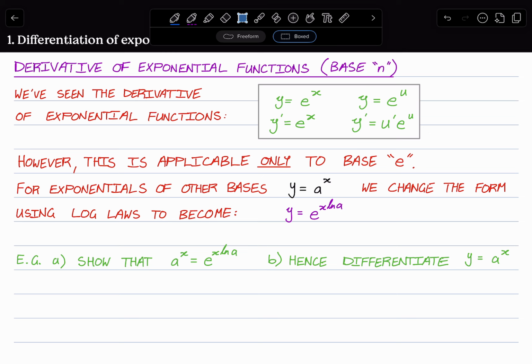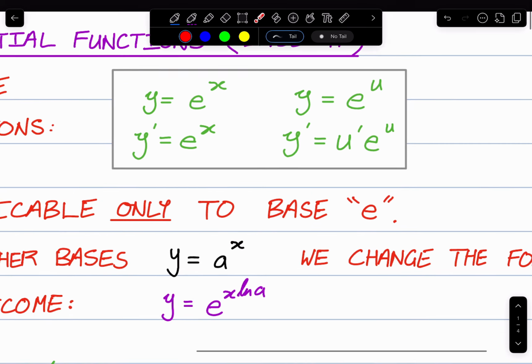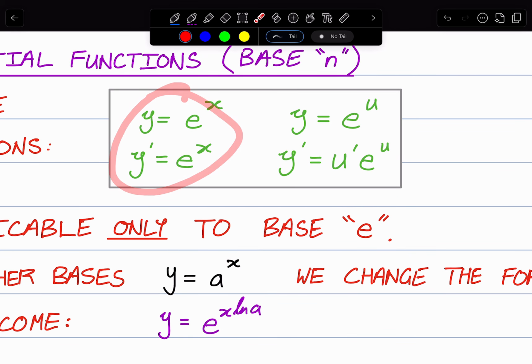Hello class, this is a video tutorial on the derivative of exponential functions of base n. So we've seen the derivative of exponential functions. So here's the most basic one. The derivative of e to the power of x is always itself.